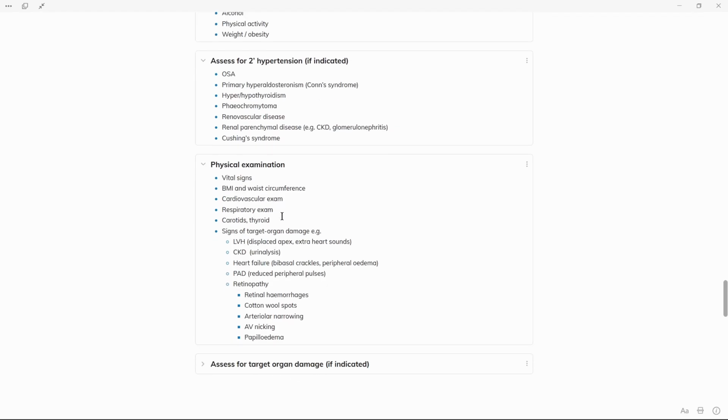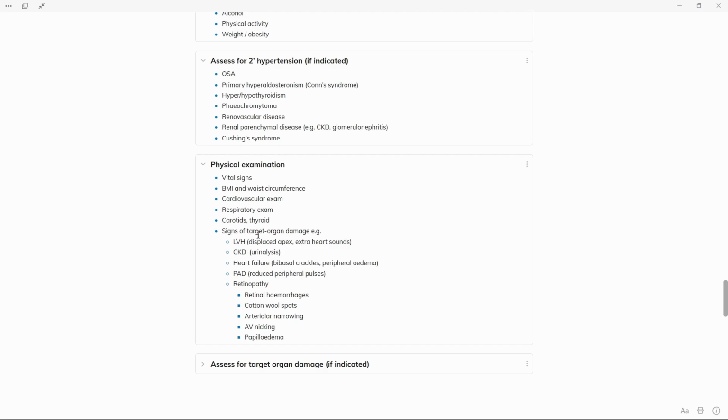As part of the exam, we do vital signs and BMI and waist circumference, which is usually standard for any patient in clinic. We do a cardiovascular exam and a respiratory exam, and we look at the carotids and the thyroid to assess for any bruits, to indicate any peripheral vascular disease, and thyroid as a secondary cause of hypertension.